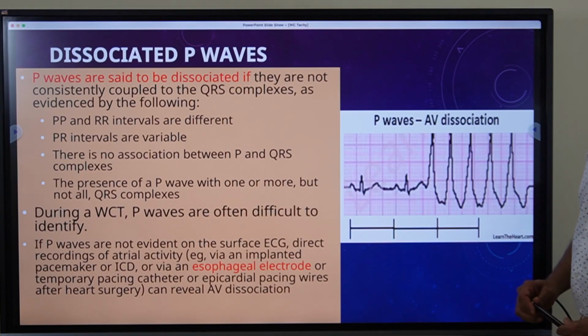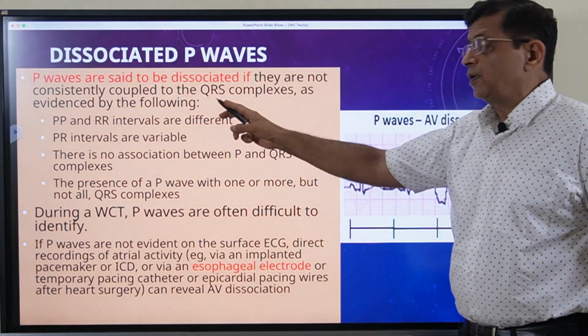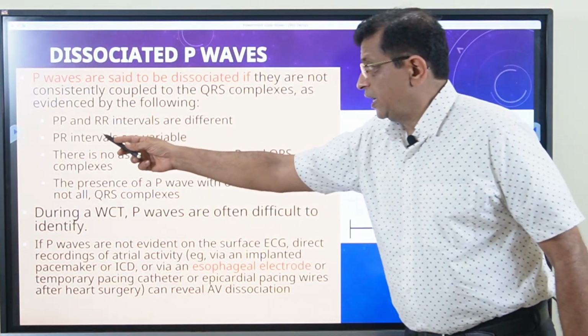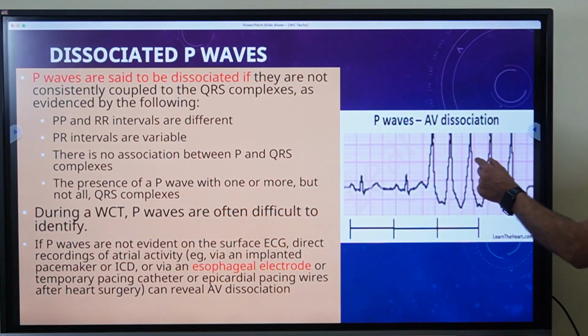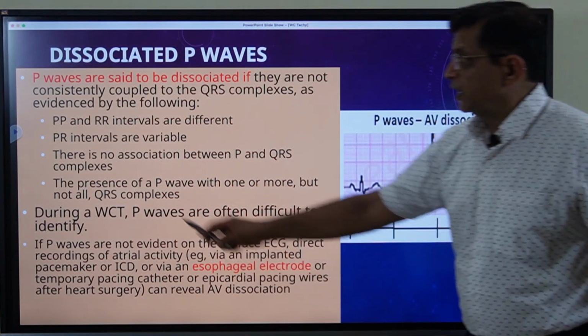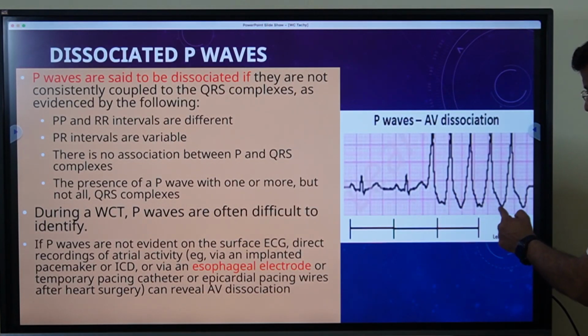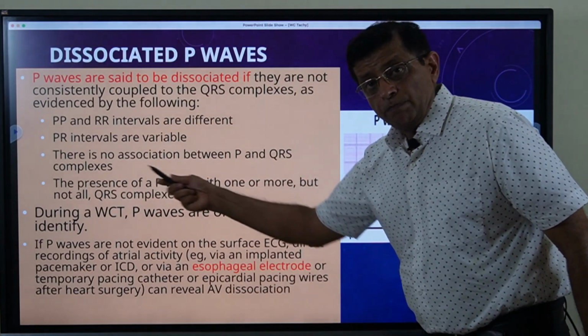Dissociated P waves. P waves are said to be dissociated if they are not consistently coupled with the QRS complexes, as evident by the following. PP and RR intervals are different. These are the PP intervals and these are the RR intervals, so they are different. Then PR intervals are variable. The interval between this P and this R and this P and this R is different. So PR intervals are different. There is no association between P and QRS.